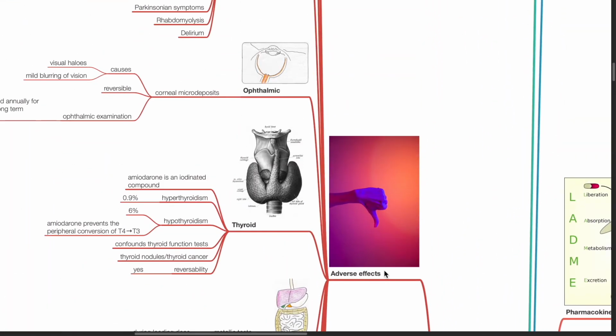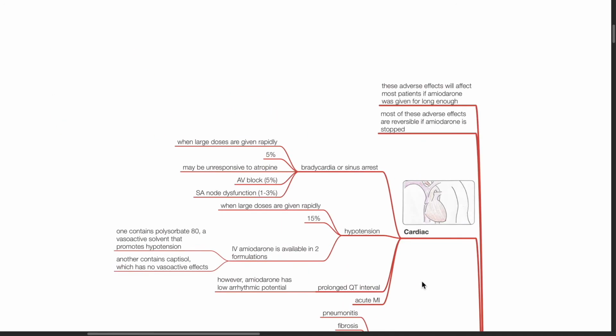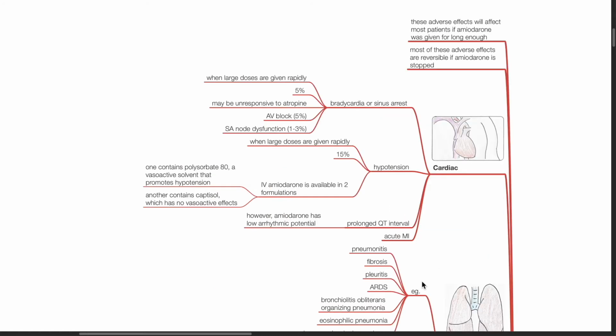Adverse effects of amiodarone. These adverse effects will affect most patients if amiodarone is given long enough. Most of these adverse effects are reversible if amiodarone is stopped. Cardiac adverse effects: bradycardia or sinus arrest occurs in 5%, especially when large doses are given rapidly. The patient may be unresponsive to atropine. AV block occurs in 5% and SA node dysfunction occurs in 1 to 3%. Hypotension occurs in 15% of patients, especially when large doses are given rapidly.